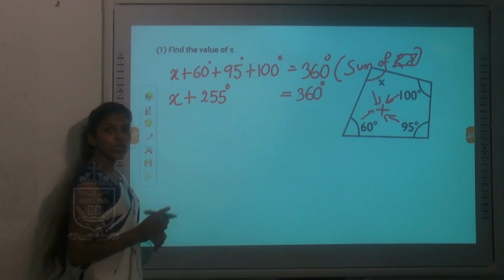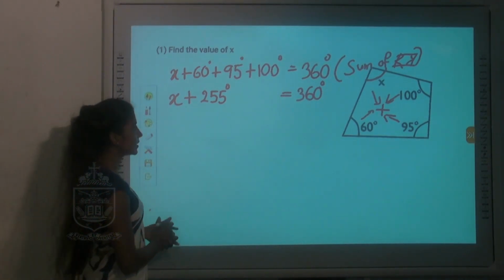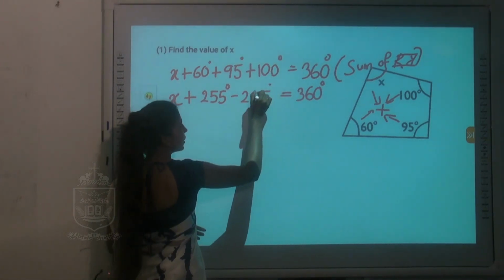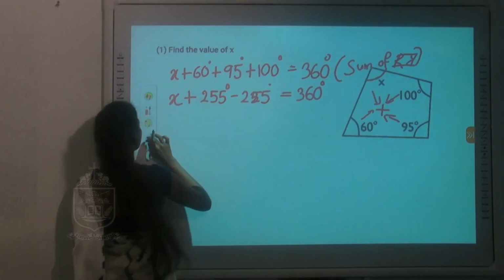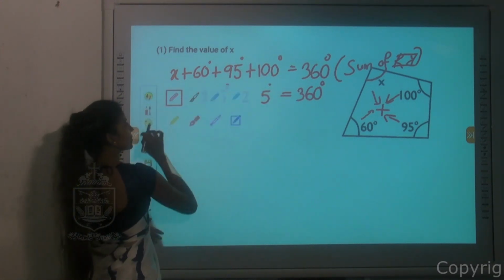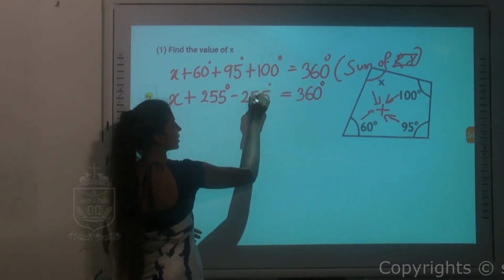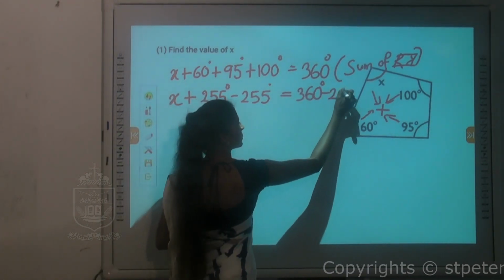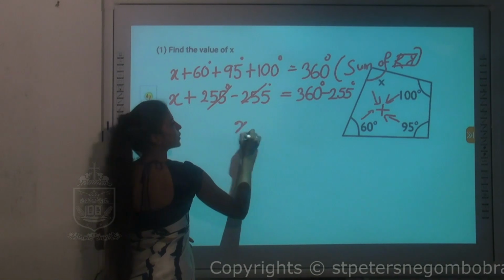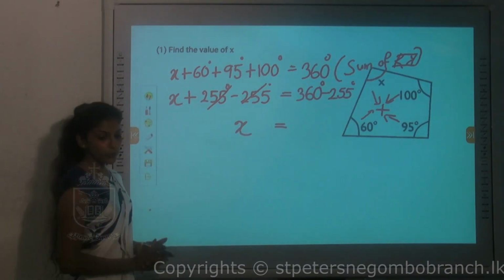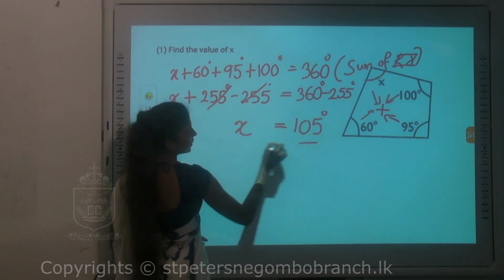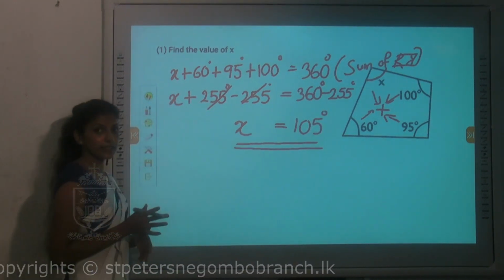Okay, our next step is to cancel out 255 from this side. So let's subtract 255 from this side. Right, so we are going to subtract 255 from this side. So this will be cancelled. x equals, what's the answer? So you will get an answer of 105 degrees. So it's very easy.